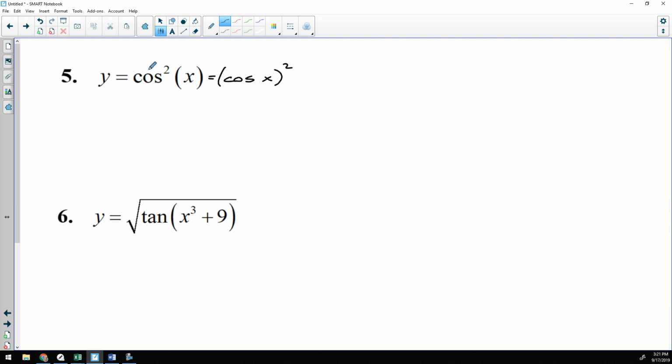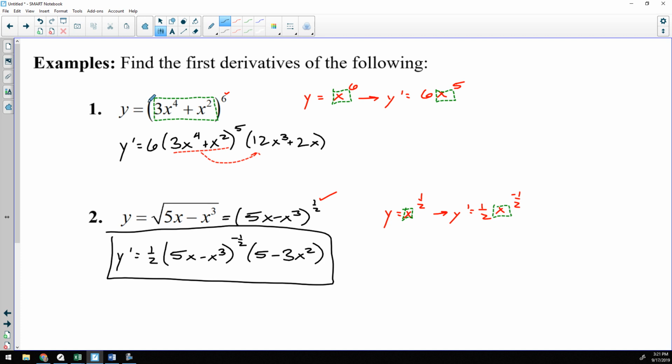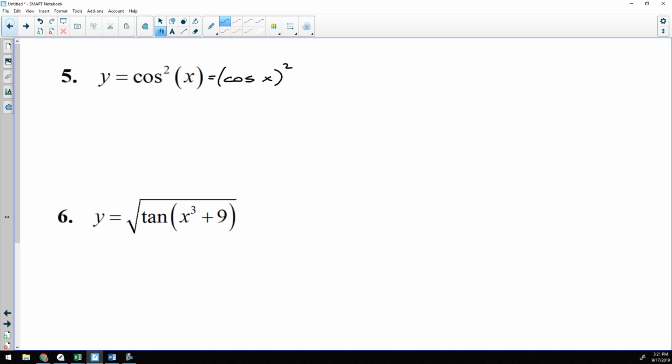And now number 5 is going to differentiate very similarly to the way we did numbers 1 and 2, where we had stuff to the 6, we had stuff to the 1/2. This time we have, whoops, too far. We have stuff to the 2nd power. And so I'm looking at this, my inside is cosine, the outside is the exponent of 2, and so my big function that I start with is y equals x squared, and the derivative of that is 2x. And so we're going to do that, only we're going to leave the x as cosine.